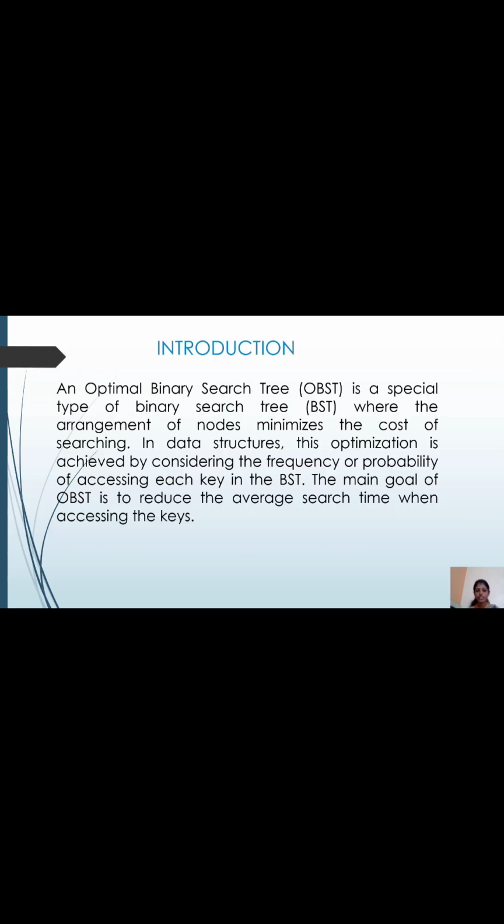Let's come to the introduction part. An optimal binary search tree is a special tree of binary search tree where the arrangement of nodes minimizes the cost of searching. In data structures, this optimization is achieved by considering the frequency or probability of accessing each key in the binary search tree. The main goal of optimal binary search tree is to reduce the average search time when accessing the keys.